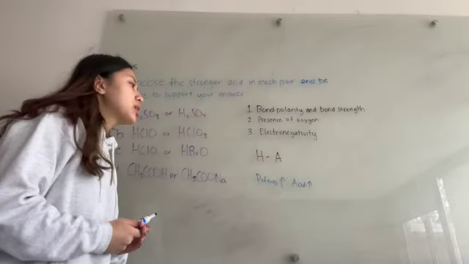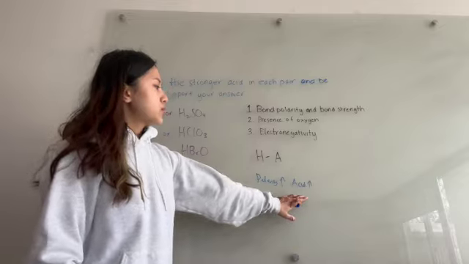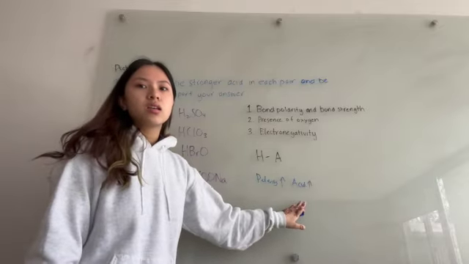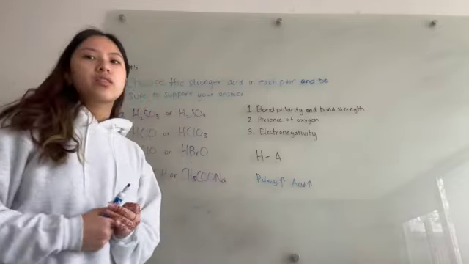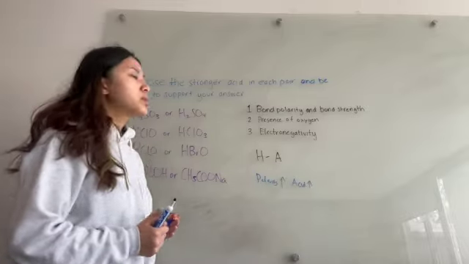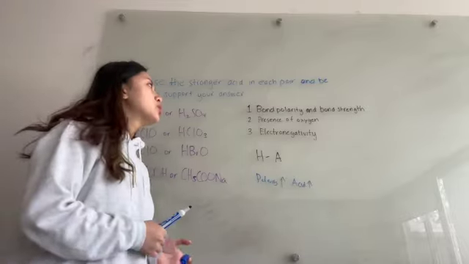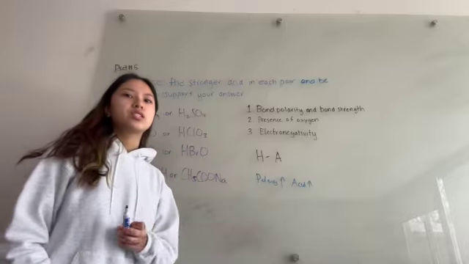Making it easier to donate a proton. So that's why the acid strength increases. And for bond strength, the weaker the bond is, the more easily a proton can be donated. Thus, a decrease in bond strength means an increase in acid strength.